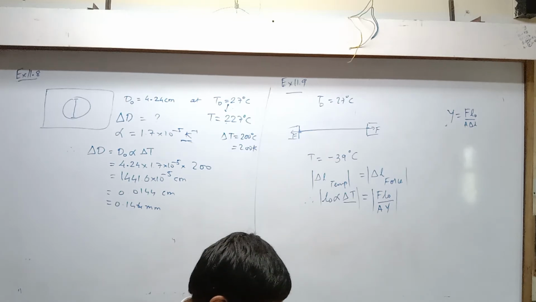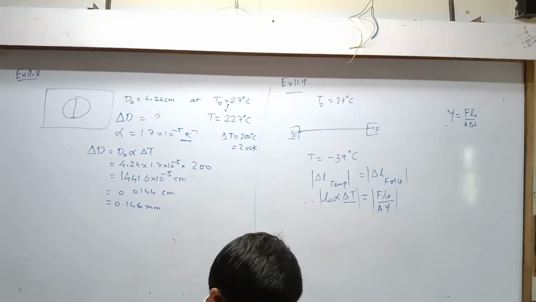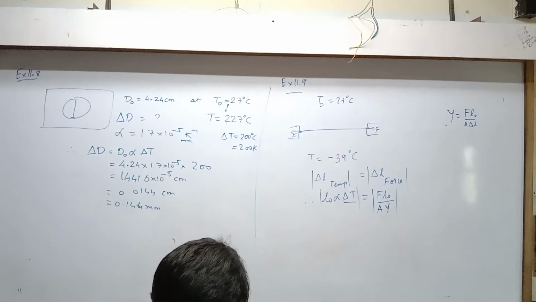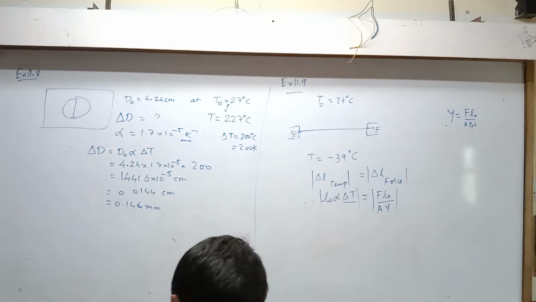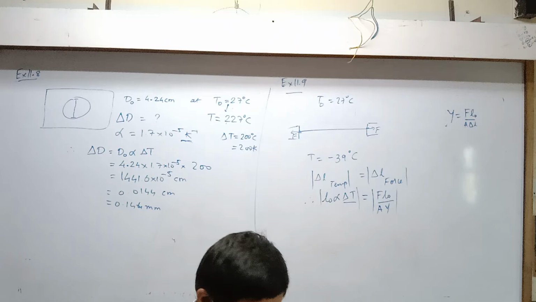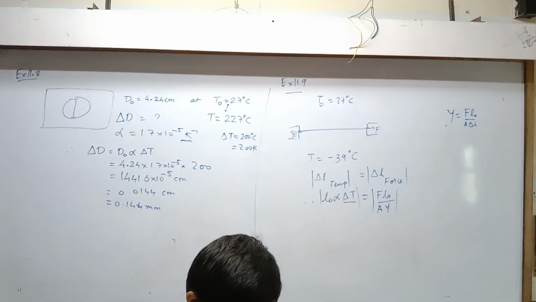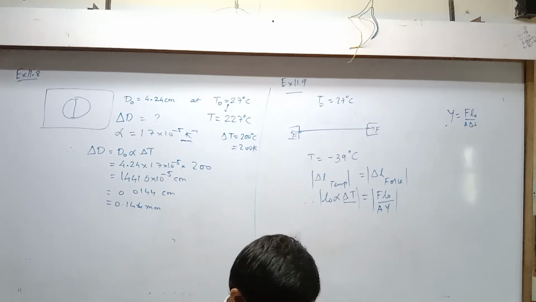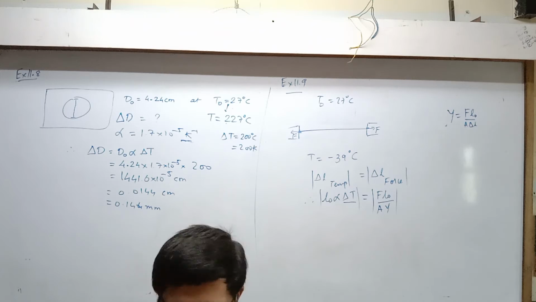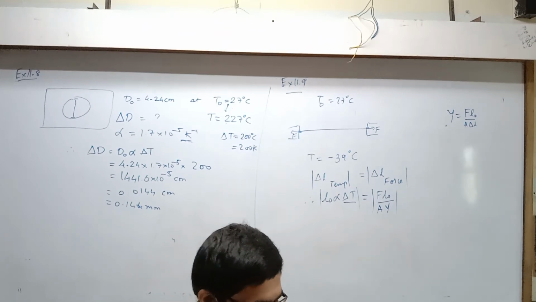Now let's go to number 10. A brass rod of length 50 centimeter and diameter 3 mm is joined to a steel rod of the same length and diameter. What is the change in length of the combined rod at 250 degrees Celsius if the original lengths are at 40 degrees Celsius? Now this question is not 100% clear, right?